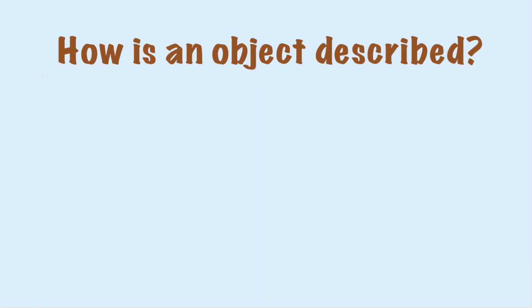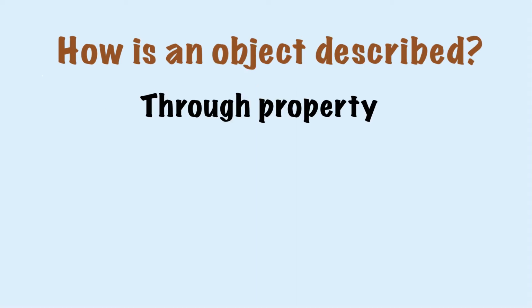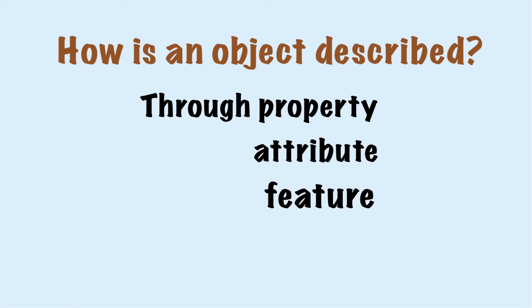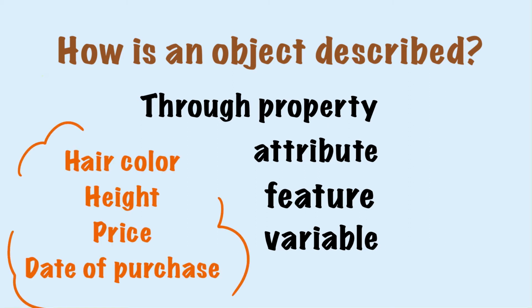And how is an object described? It's through property, attribute, feature, and variable. Again, all these terms are the same. They can be hair color and height, which describe the characteristics of a person. They can also be price and date of purchase, which describe a product.